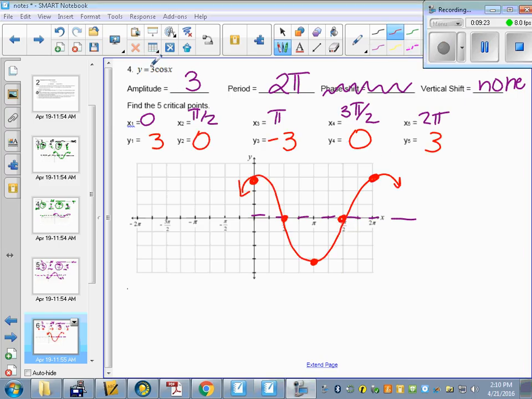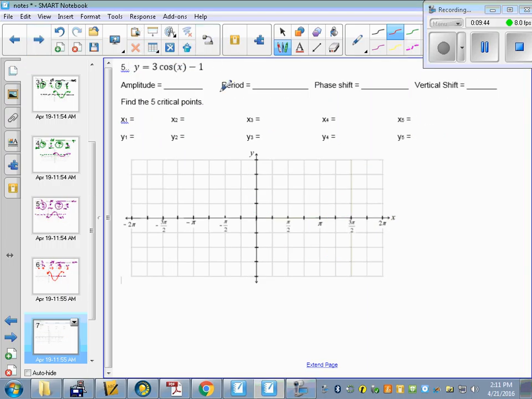All right, this graph was positive, so it starts at its maximum. Its maximum is 3 units above, 3 because of the amplitude, the midline of 0, so its maximum was 3. And its minimum is 3 units below the midline of 0, so it's down here at negative 3. Smooth curve and arrows. All right, try this one. 3 times the cosine of x minus 1. List everything and graph it.